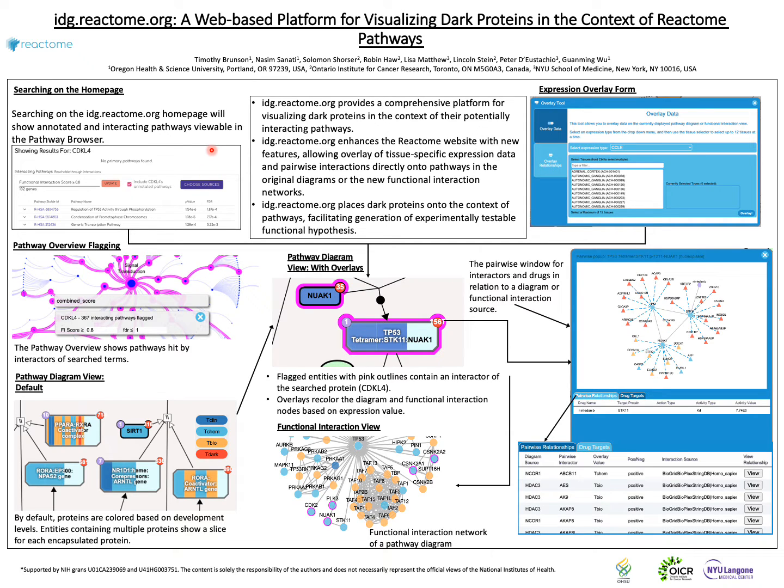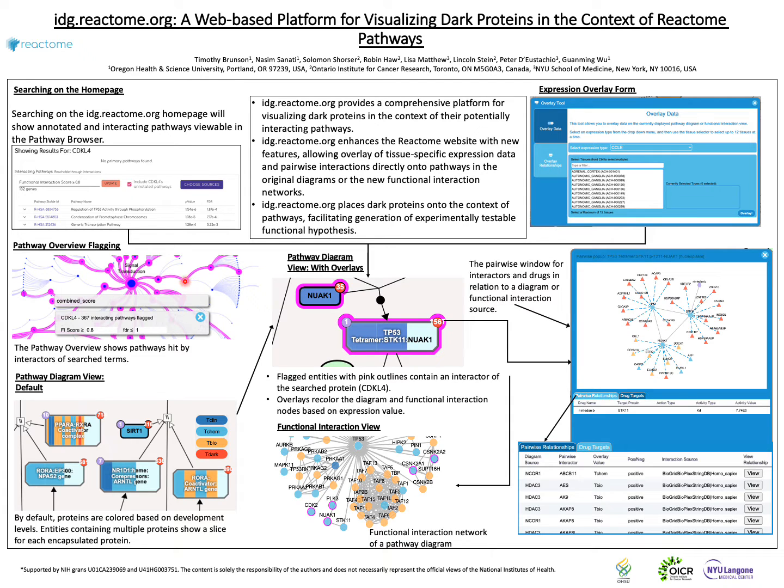When you enter the pathway browser from this table, you can click on any pathway you'd like to view. Or you can view the pathway overview. In the pathway overview, you will see pathways highlighted in this pink color. These pathways are significantly hit by interactors of the searched protein, in this case, CDKL4. You can also see that the interactor set is the combined score interactor set. And we're showing all pathways that interact with an FDR of less than 1.